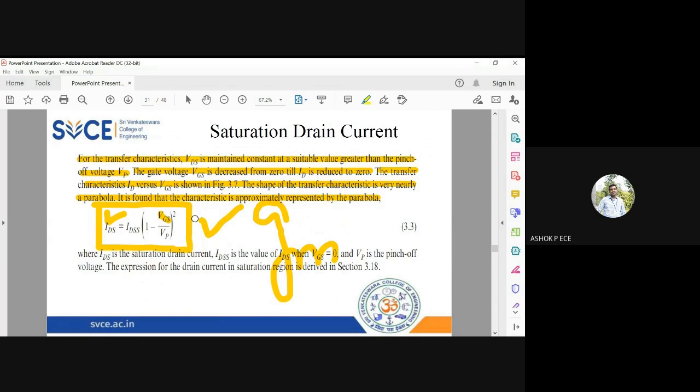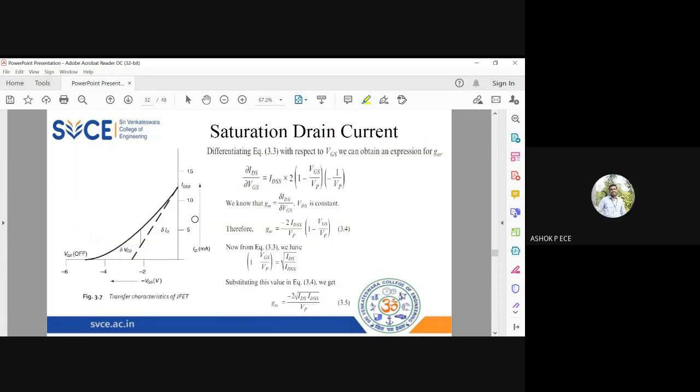You are differentiating with respect to VGS. So what is the differentiation term for the term inside the bracket? 2 into (1 minus VGS by VP) into minus 1 by VP. Very good. Yes. See here, 2 into (1 minus VGS by VP) into minus 1 by VP.